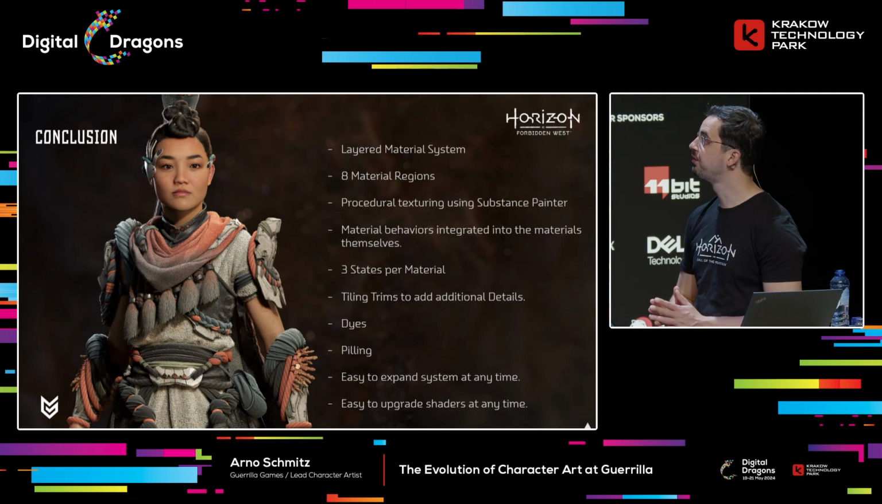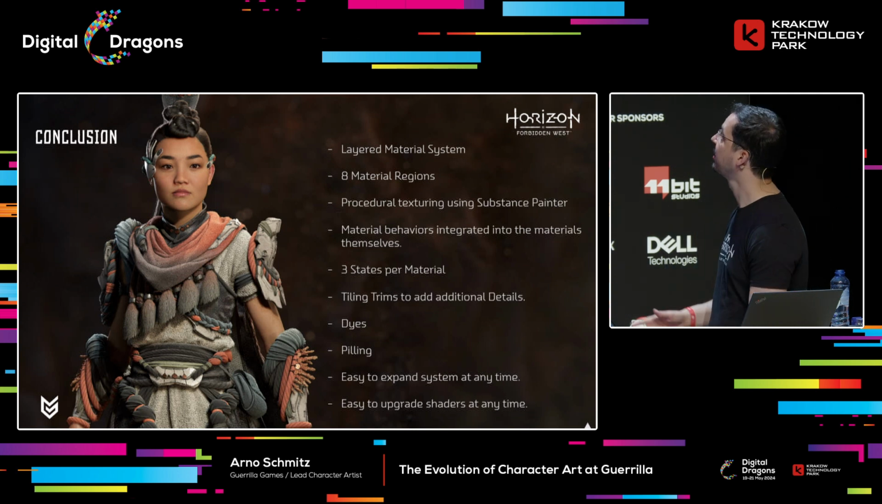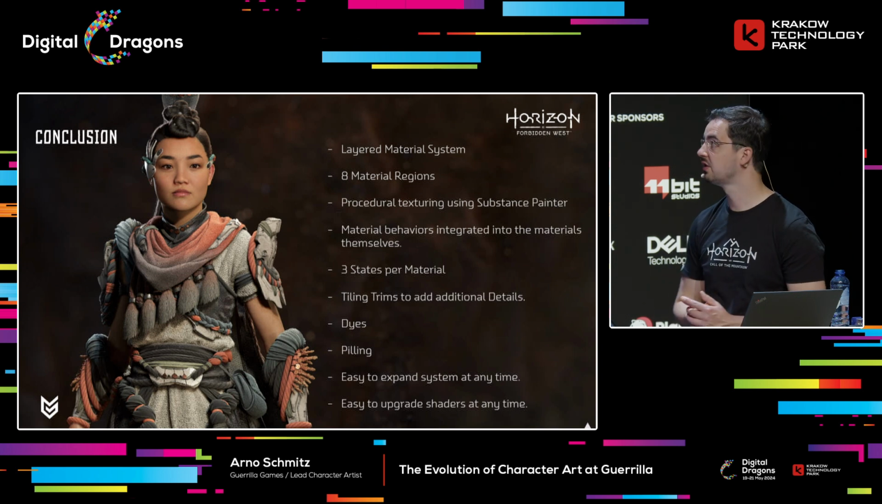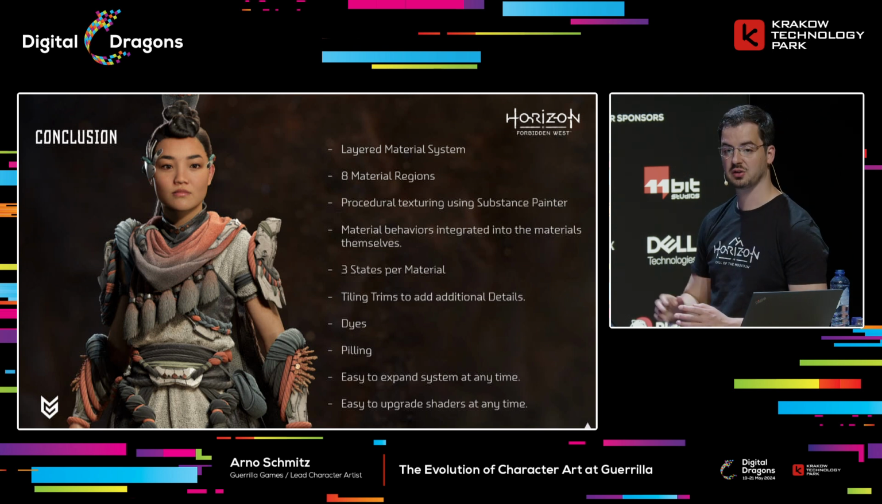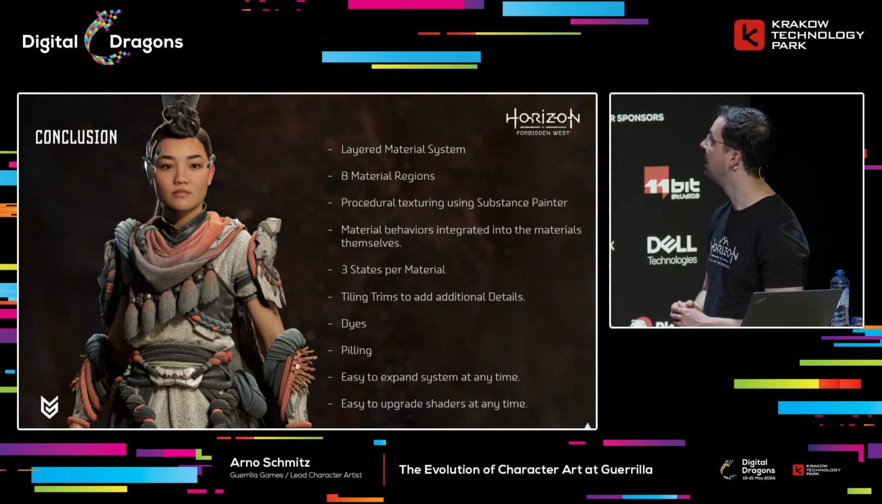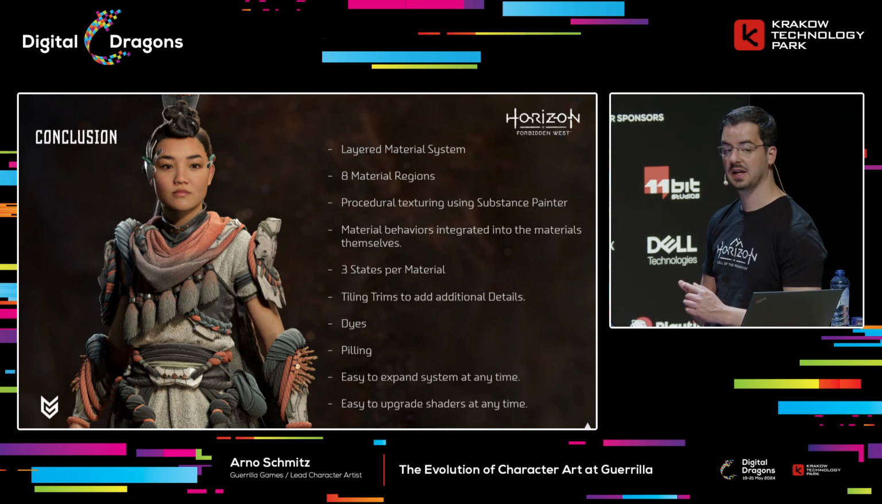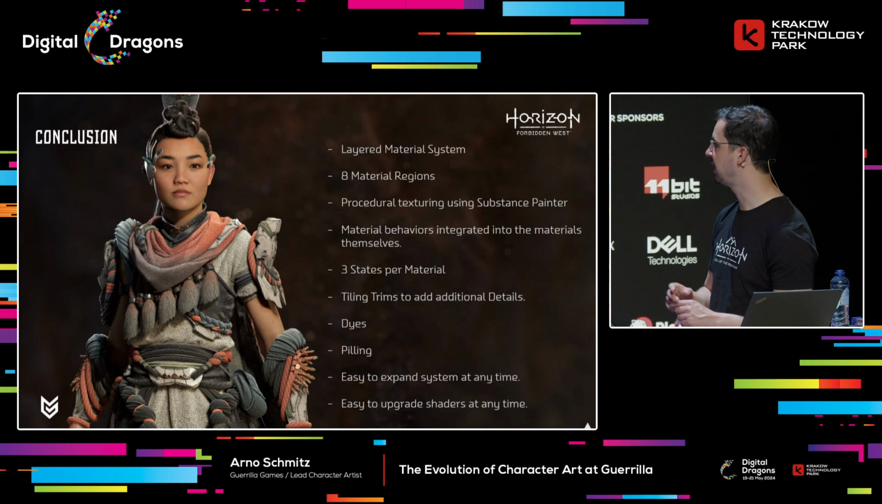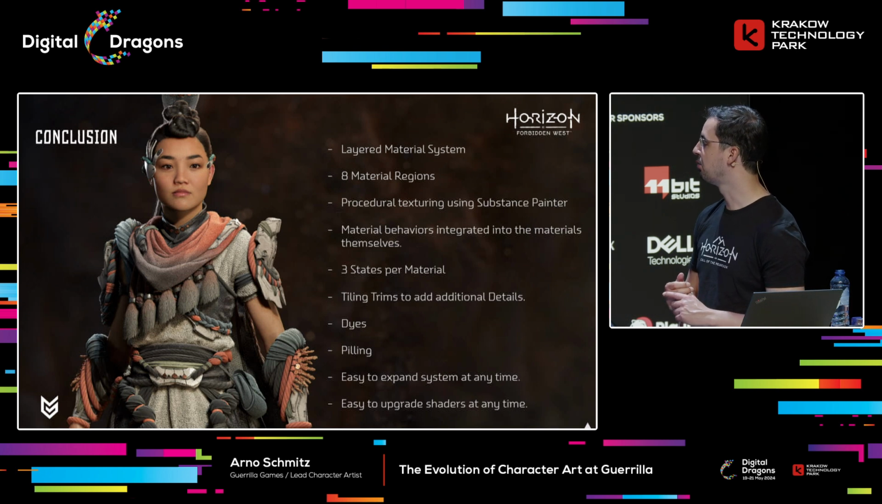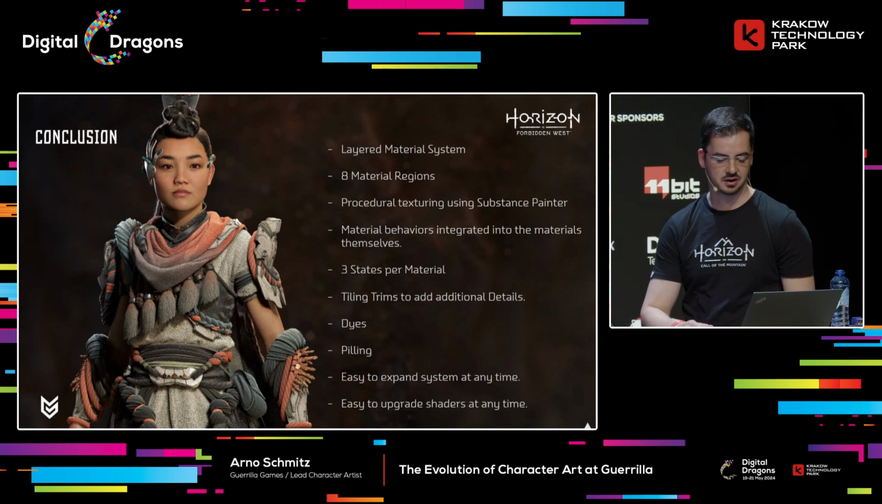So then, a conclusion for the Forbidden West shading pipeline. We have a layered material system, we have 8 material regions, we have procedural texturing, now switched to Substance, we have material behaviors integrated into the shader with the 3 states per material. We're still using the tiling trim techniques to add additional detail. We added dyes, we added pilling, and it was very easy to expand the system at any time. And it was also a lot easier to upgrade the shaders at any time.